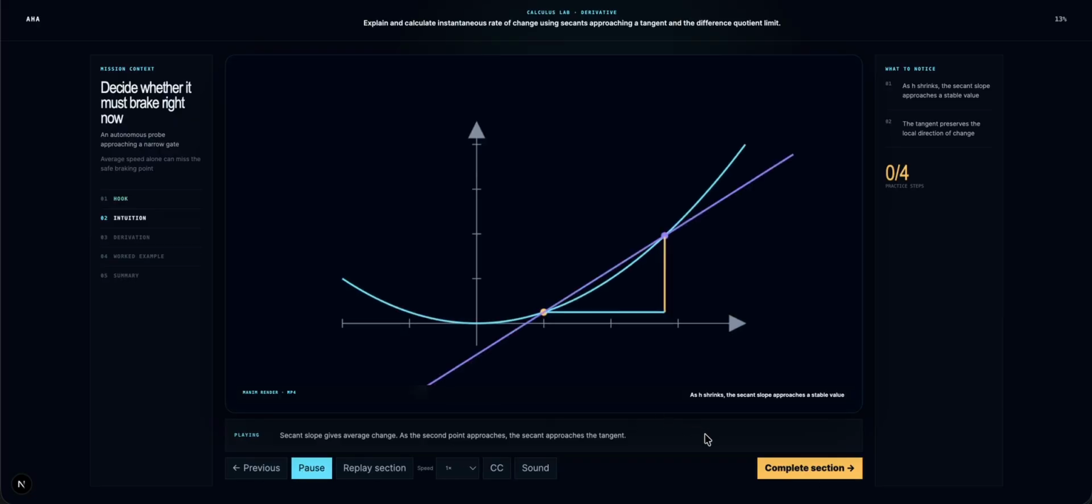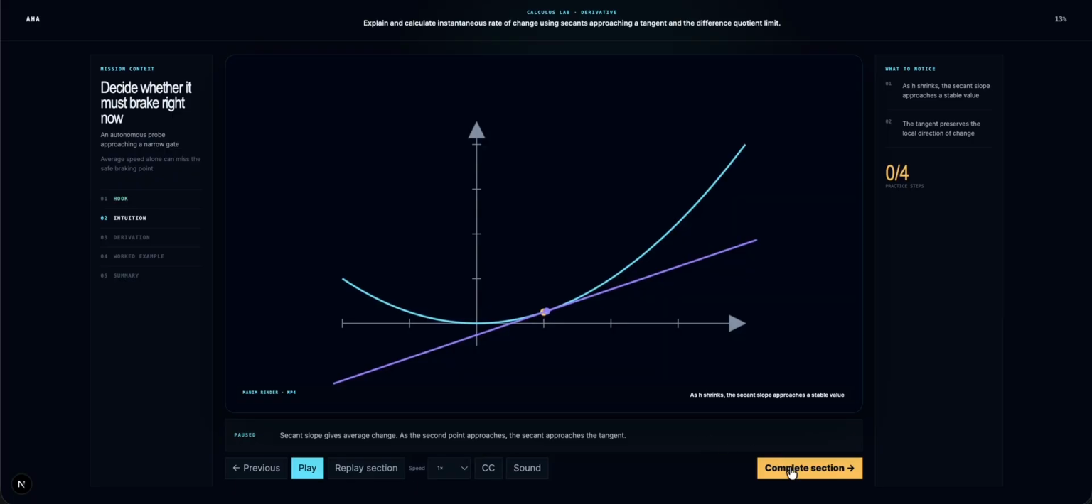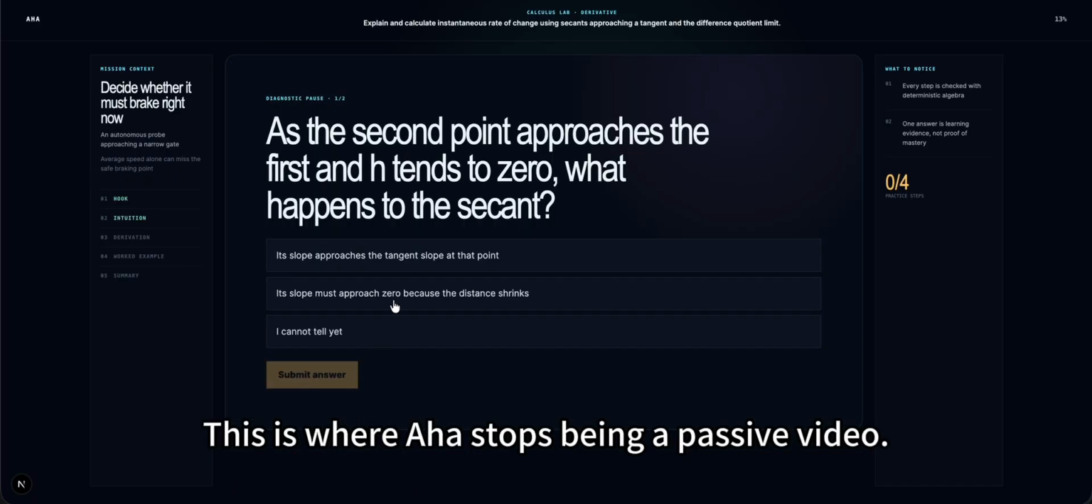Choose 2 points on the curve. The slope of the secant through them is the average rate of change over that interval. As the second point approaches the first, the interval shrinks and the secant settles toward a tangent. This is where AHA stops being a passive video.